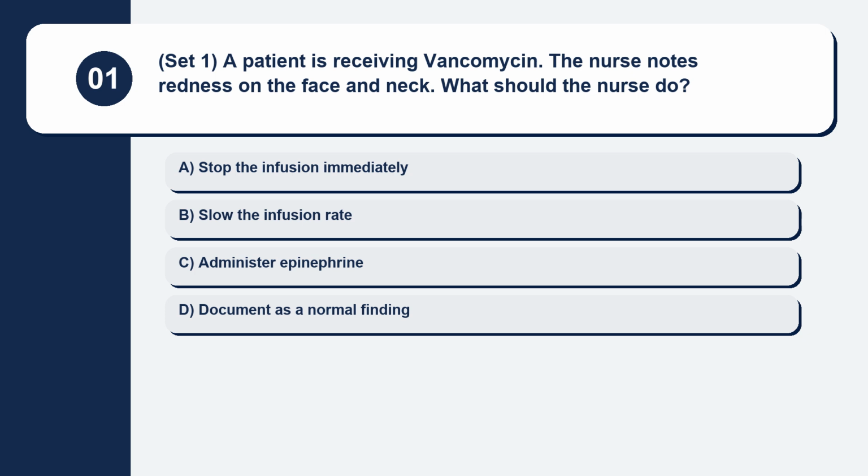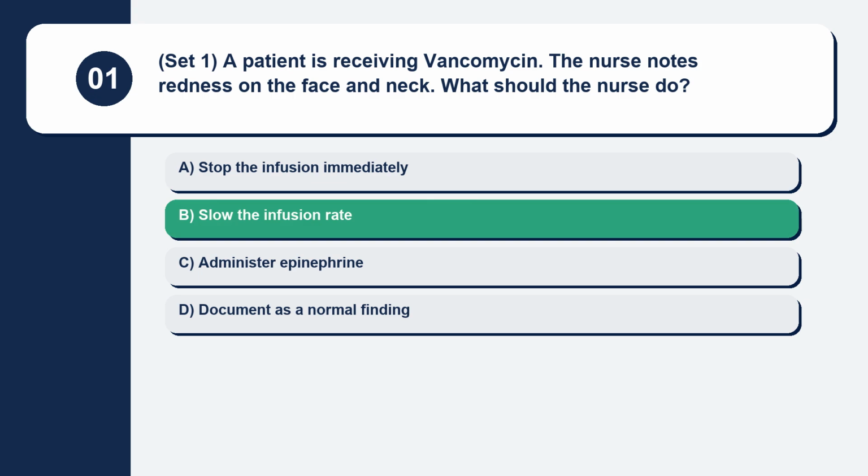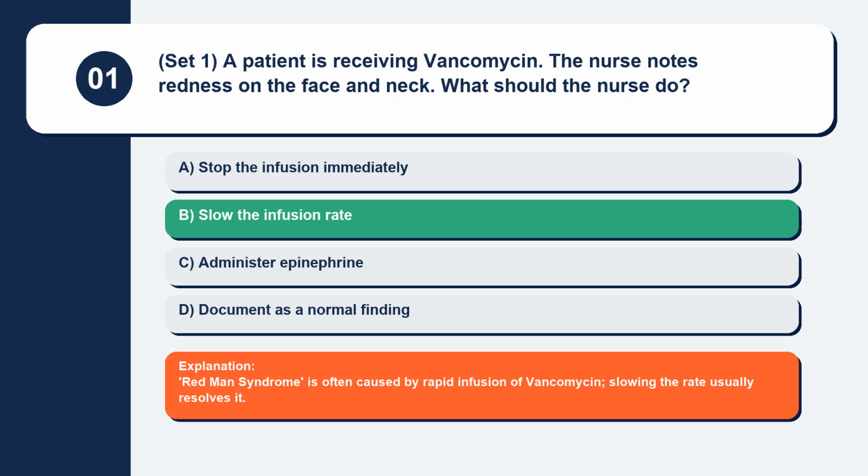Question 1. Set 1. A patient is receiving vancomycin. The nurse notes redness on the face and neck. What should the nurse do? Stop the infusion immediately. Slow the infusion rate. Administer epinephrine. Document as a normal finding. Red man syndrome is often caused by rapid infusion of vancomycin. Slowing the rate usually resolves it.